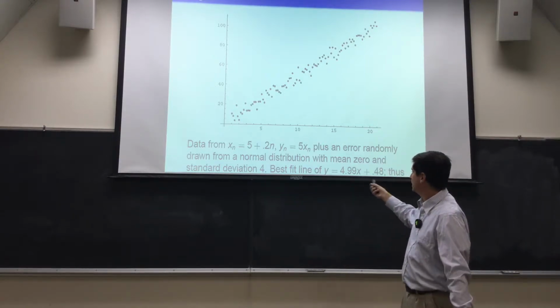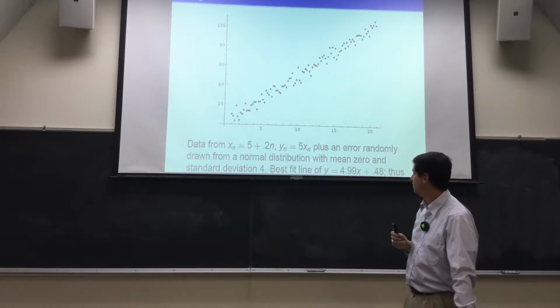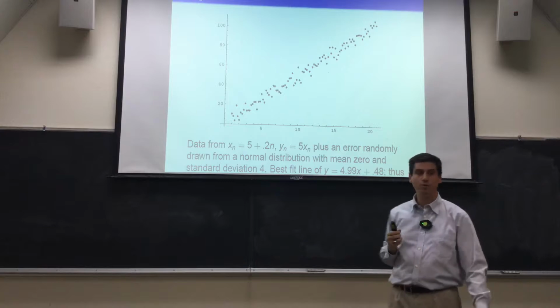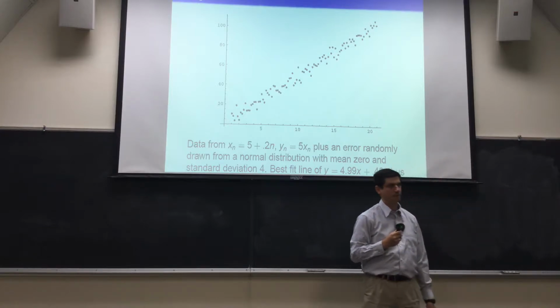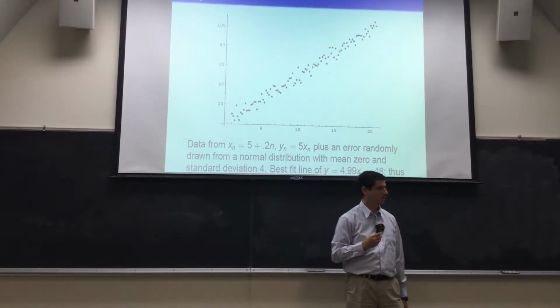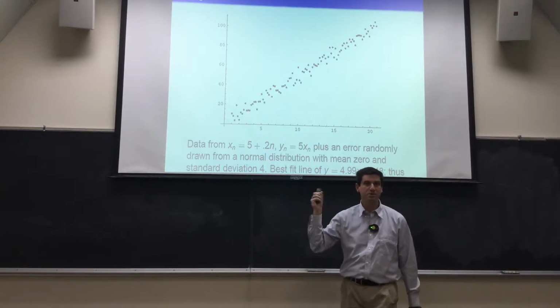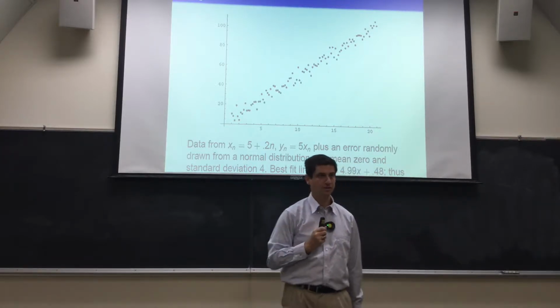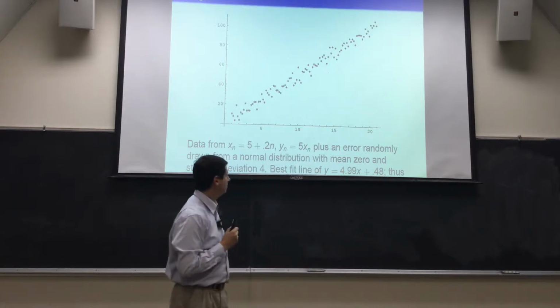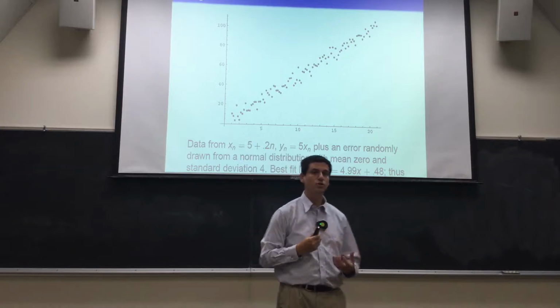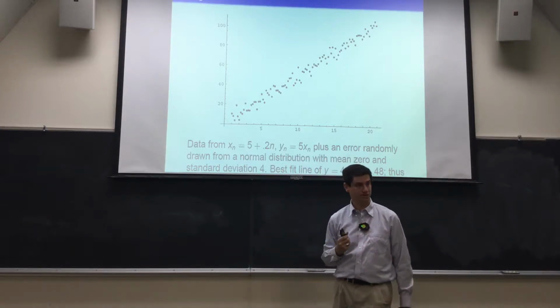I am doing the best fit line, and we'll talk a little bit about the different best fit lines. This is giving a best fit line of y equals 4.99x plus 0.48. Okay? And so a is about 4.99, very close to our 5. But the best fit line it's giving us here has an intercept of about a half. Now the problem is I haven't told you yet how we're doing these best fit lines.